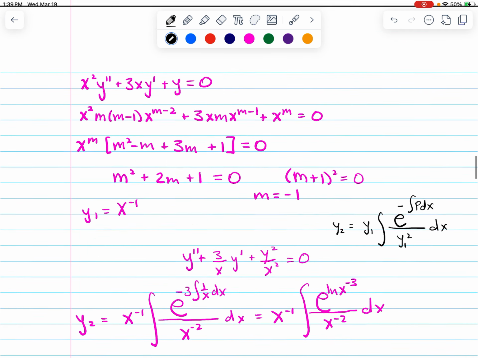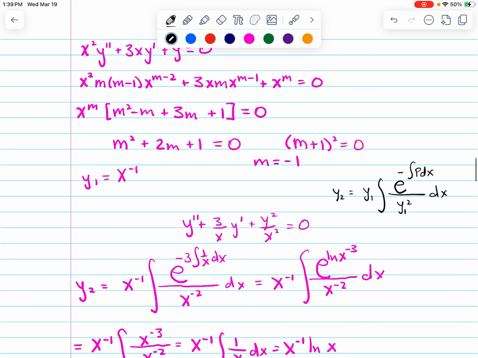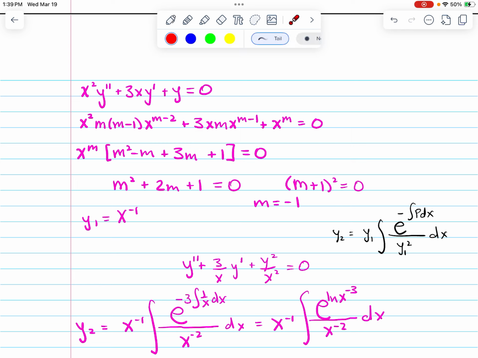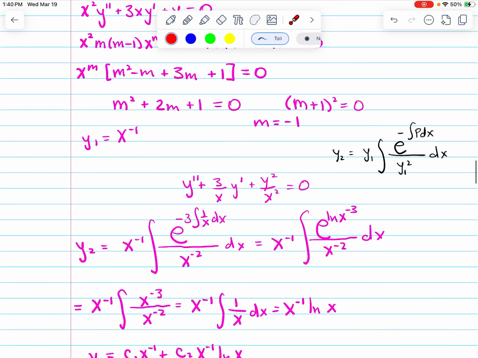Okay, so let's look back and see what we have now. I go back to this equation, x squared y double prime plus 3x y prime plus y, and let me get this set up. I'm going to divide through by x squared. Okay, so here's my x squared. I'm going to divide through by x squared to get it to where I can find the p. Okay, so this is the form of the differential equation that I use. Notice I divided out the x squared. So now look what p is. P is 3 over x.